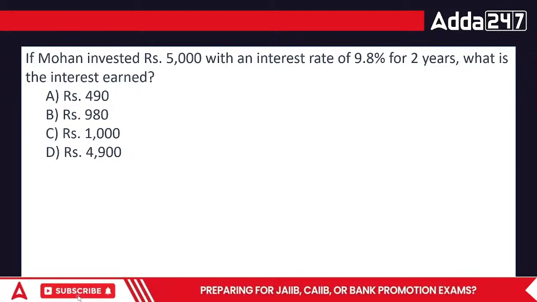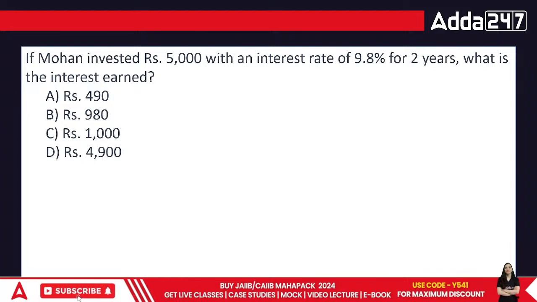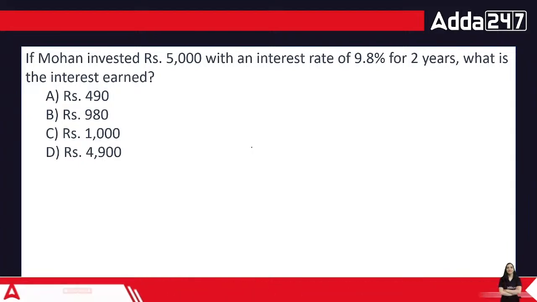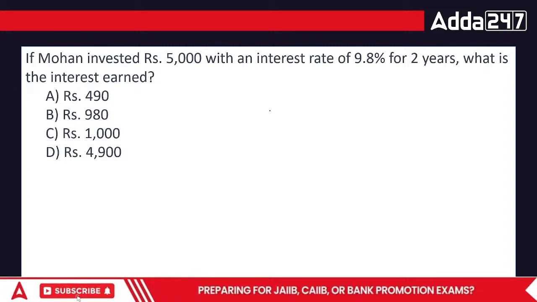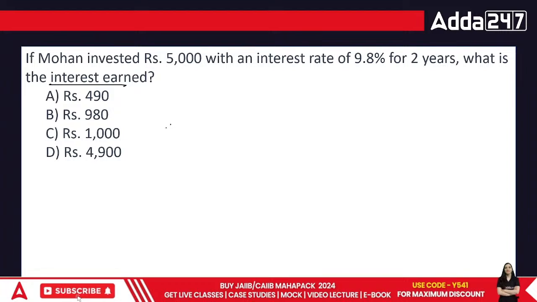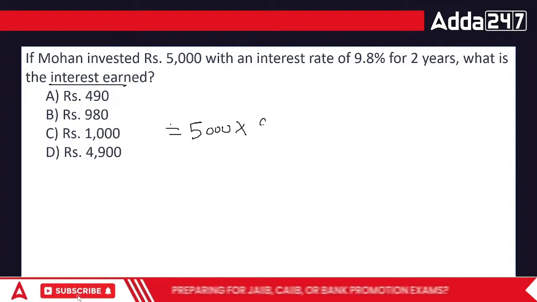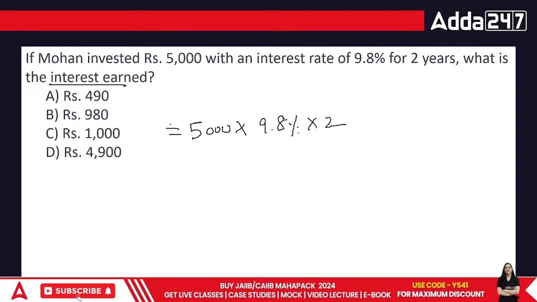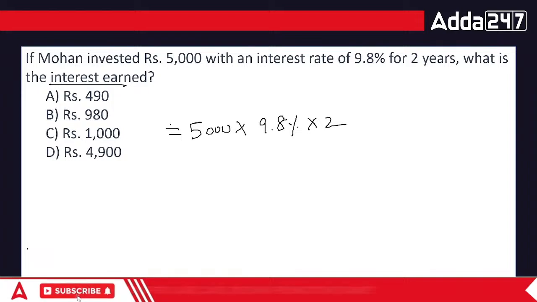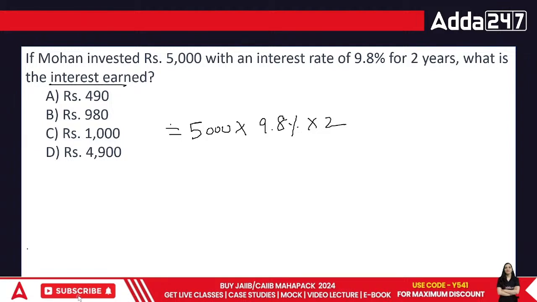They are talking about the interest earned. They're not worried about the principal, not only in simple interest, even in compound interest. They're just worried about one thing: what is the interest that you are earning? And you have to take your principal as well. Your principal is 5,000. You multiply it by 9.8% and multiply it by 2 years. That's how you will get the answer. What would be the answer according to this? Calculate it, everyone. Use your calculators and try it out.